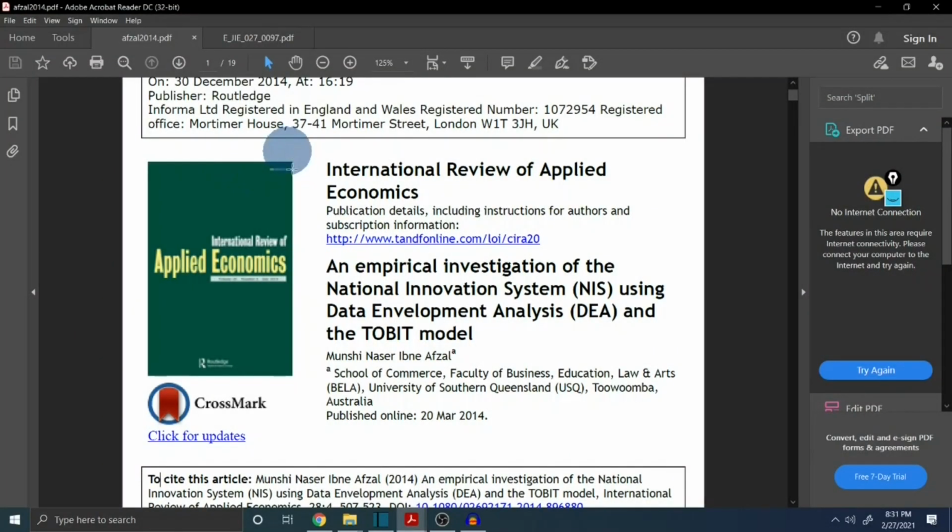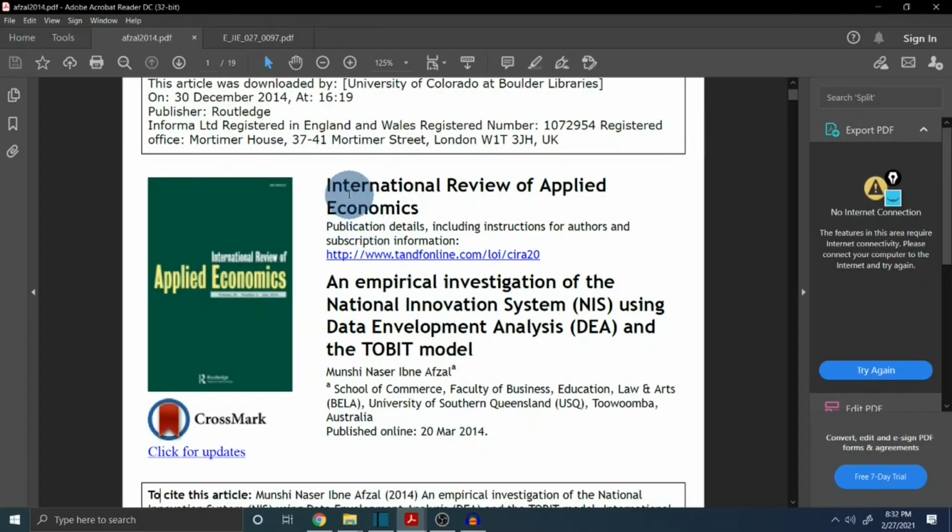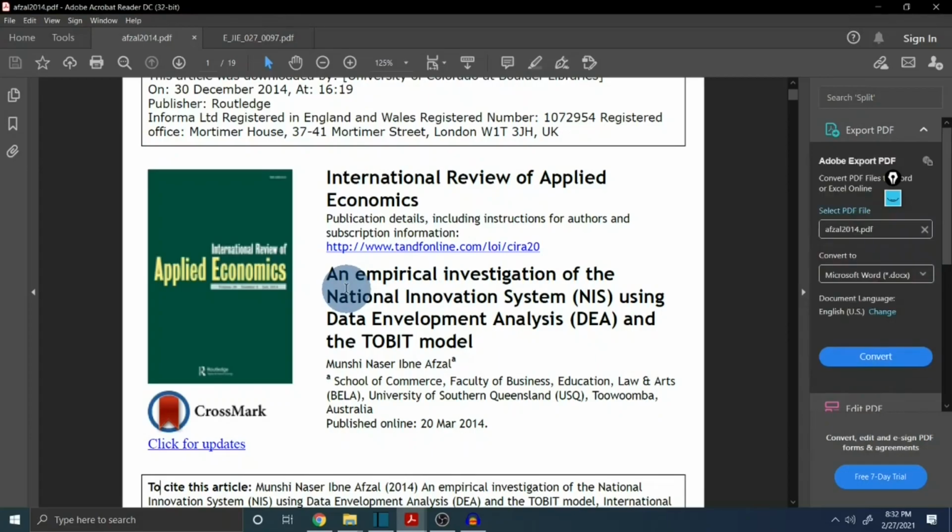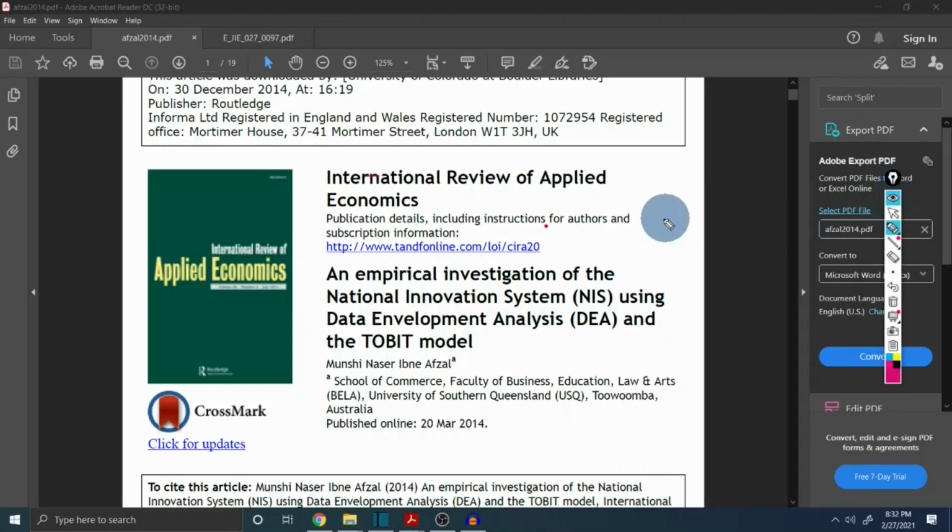Okay, my dear learners, now I am demonstrating with the article that I have published in International Review of Applied Economics in 2012. By looking at the title, An Empirical Investigation of the National Innovation System, the first smart move to publish an article is to make an attractive title. My dear learners, it is immensely important that you have an attractive title. For instance, in this particular case, you can see that I mention what type of paper I am going to write. This is an empirical study. It's not a theoretical or any other study or analysis.